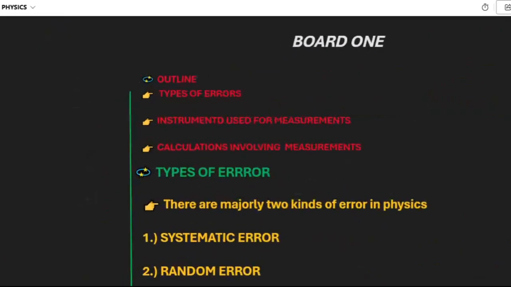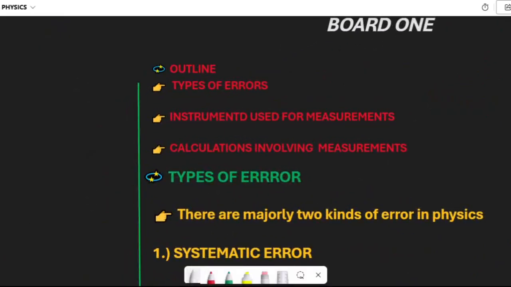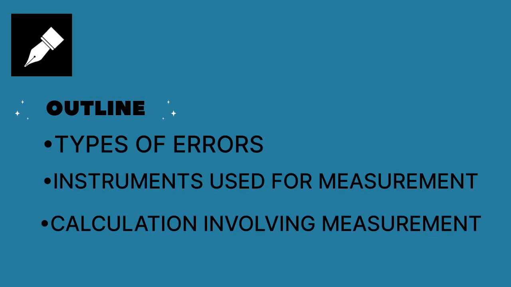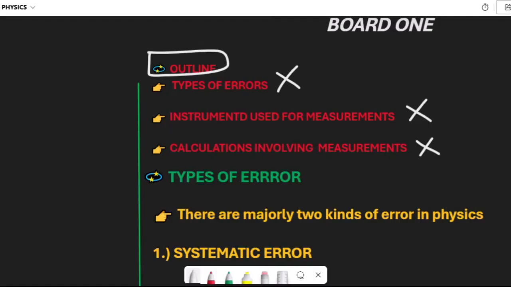Coming to the course outline, we are going to be learning types of error, the instruments used for measurement, and the calculation involving measurement. These are the things we are going to learn under this topic.